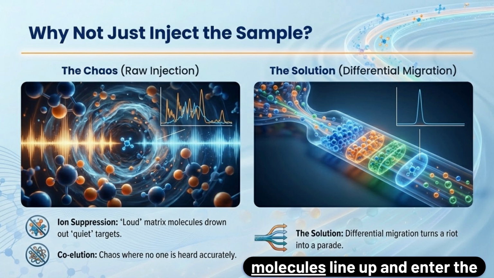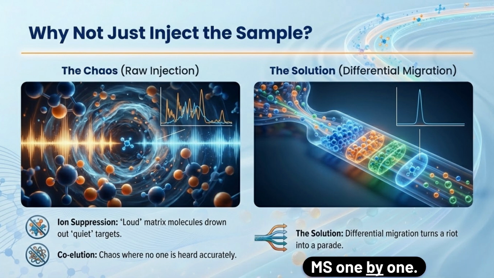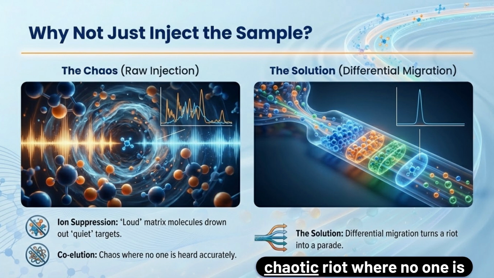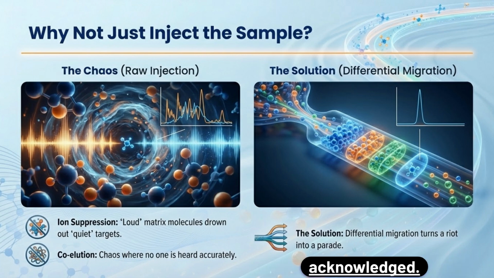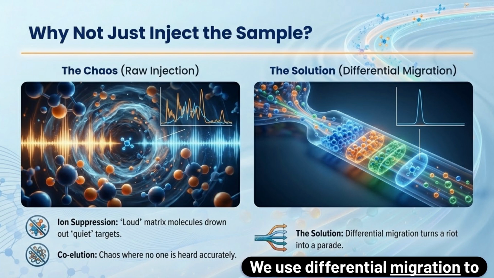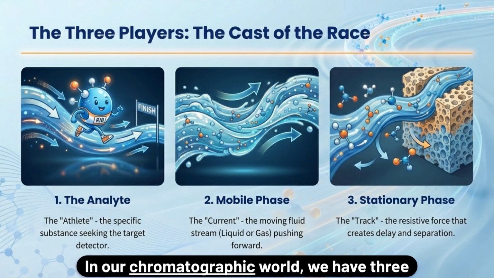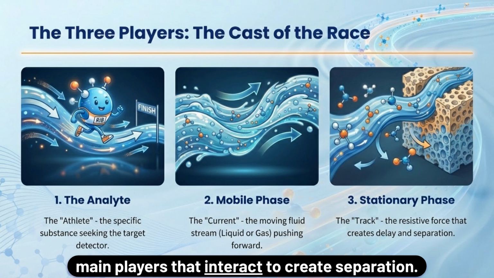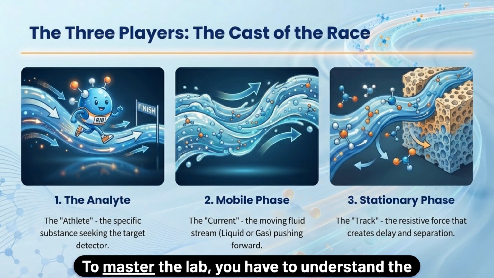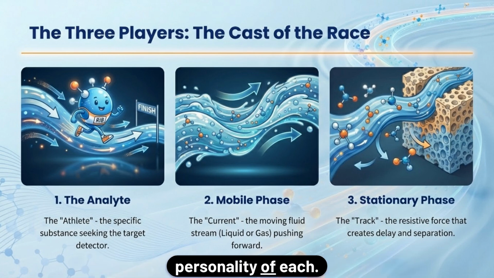Chromatography makes the molecules line up and enter the MS one by one. It's the difference between a chaotic riot where no one is heard and an orderly parade where every participant is acknowledged. We use differential migration to turn that riot into a parade. Every race needs a track, athletes, and a driving force. In our chromatographic world, we have three main players that interact to create separation. To master the lab, you have to understand the personality of each.